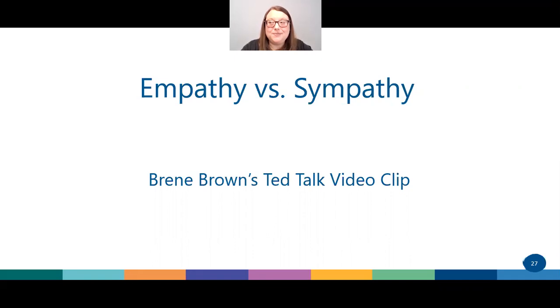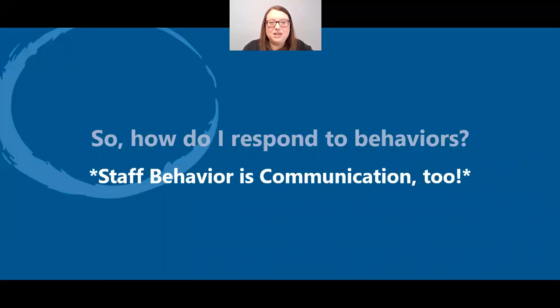It is possible, and it does get easier, but don't put too much pressure on yourself if you find yourself slipping into sympathy, because this is a difficult thing. This is a difficult skill to develop. So just be mindful to try as much as possible to go the route of empathy and try to avoid sympathy as much as possible.